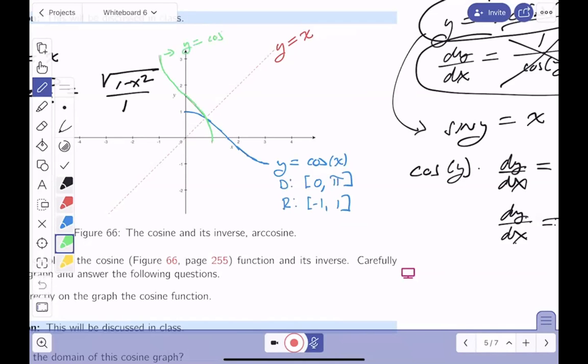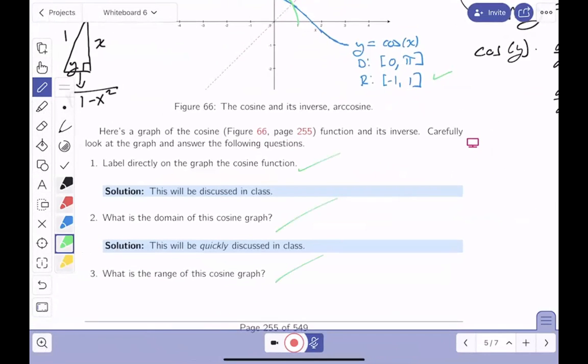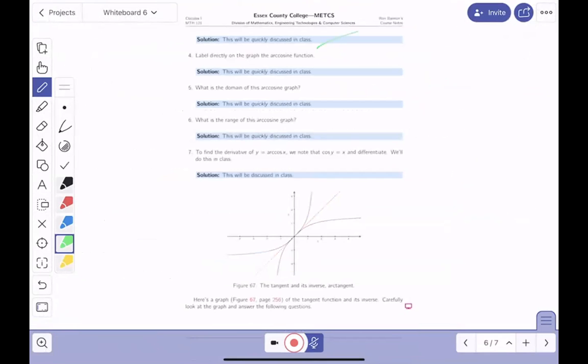Let me write this over here. Arc cosine of x. What's its domain? Well, you know what? It's the range of that guy. So -1 to 1. And you can see that in the picture, by the way. What's its range? And again, you can see this in the picture, 0 to pi. All right. Let me point out what happened over here. All of these questions have been answered by looking at the picture. Every single one. 7 has not been done yet.